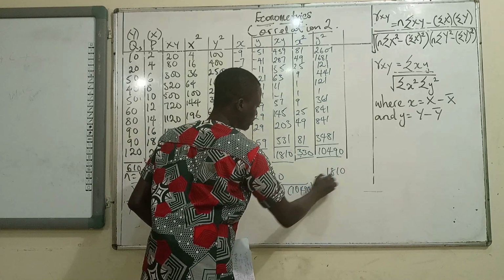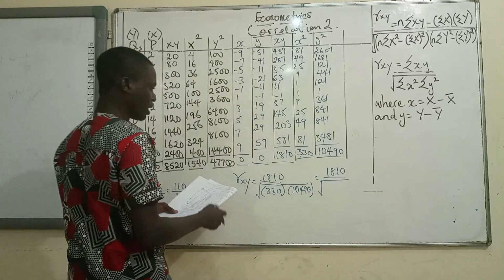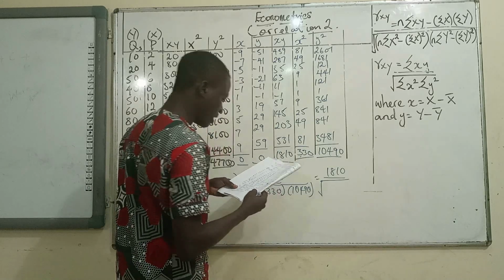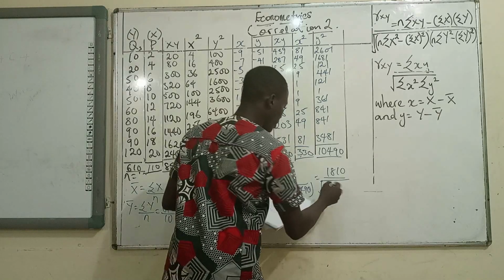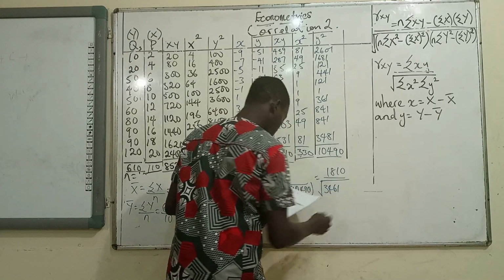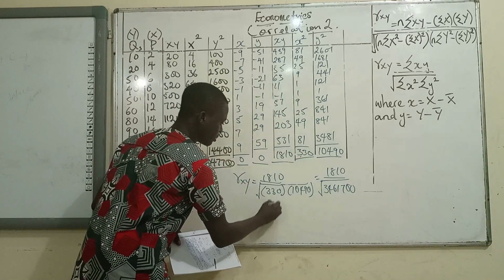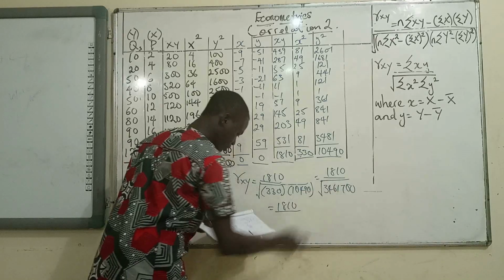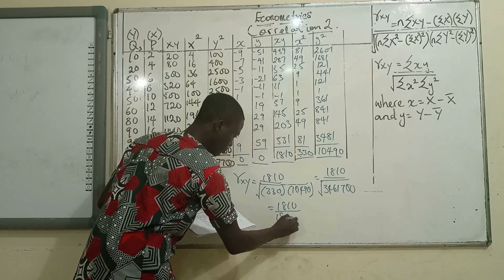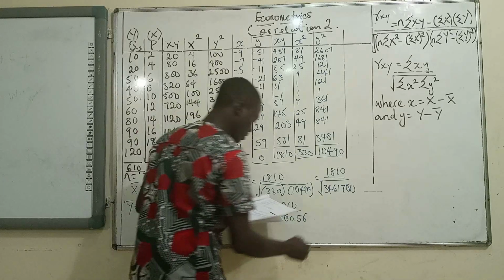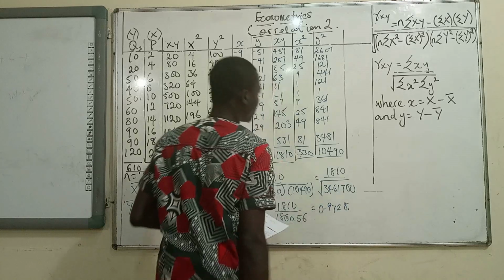So we have 1810 divided by the square root of 330 multiplied by 10,490, and that is going to give me 3,461,700. Okay, then we continue with that. We have 1810. By the time we take the square root of 3,461,700, we are going to have 1860.56, which is going to give us 0.9728, and that was what we got initially.